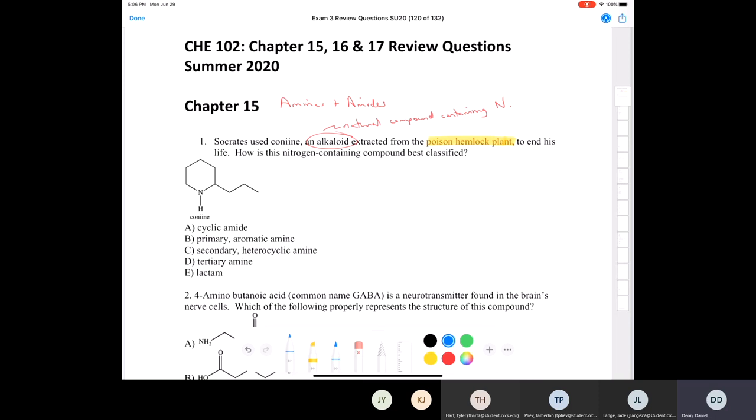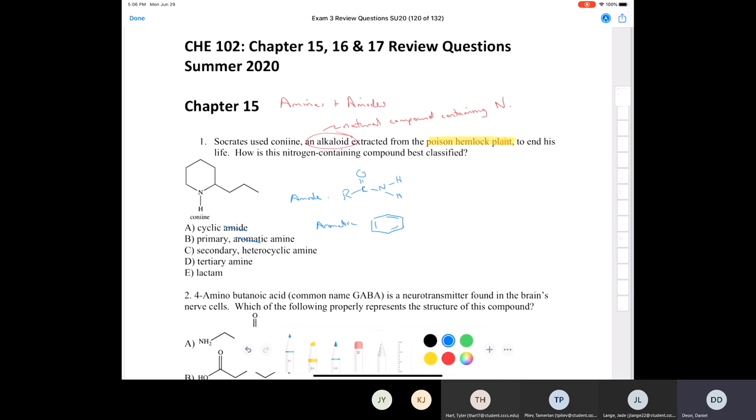A cyclic amide? Well, it's definitely not an amide, because in order to have an amide, you'd have to have a carbonyl group, right? And there's no oxygen in here. I'll just draw a primary amide. It says primary aromatic amine. Well, it's not aromatic, because for aromatic, we would have to have a six-membered ring, but with double bonds that alternate.